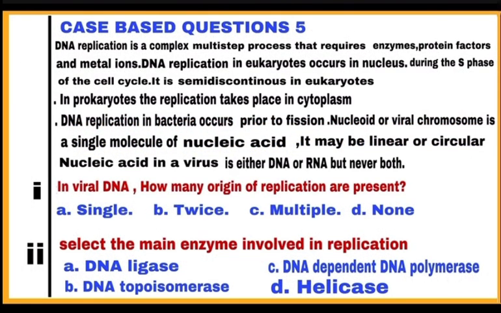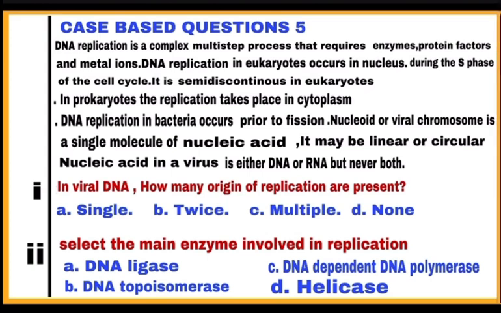This is case based question number 5. This case is about DNA replication in eukaryotes and in prokaryotes, bacteria and viruses. Read it carefully and answer the given questions. Question number 1. In viral DNA, how many origin of replication are present? Replication begins at a particular spot called origin of replication or ori. Bacterial and viral DNA has a single origin of replication. So mark A as a correct answer.